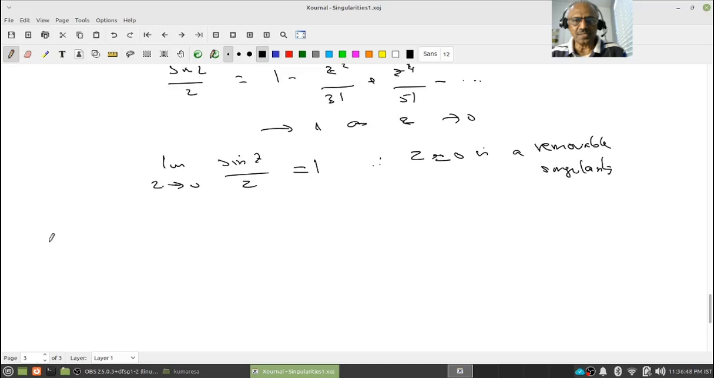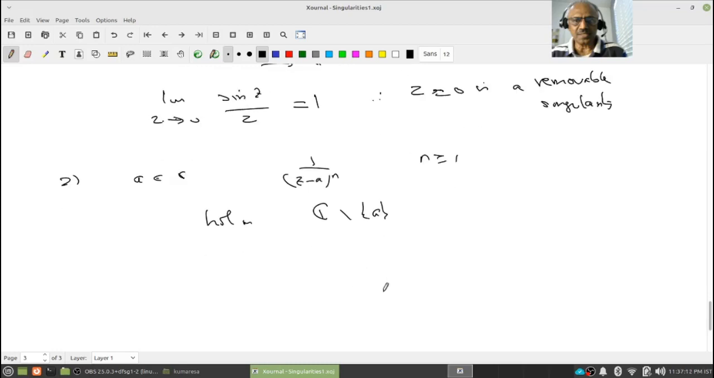The second thing is, suppose you fix a complex number a, and look at something like 1 by (z minus a) to the power n, where n is greater than or equal to 1. This is holomorphic on C minus the singleton {a}. Therefore z equal to a is an isolated singularity. I say this is a pole.